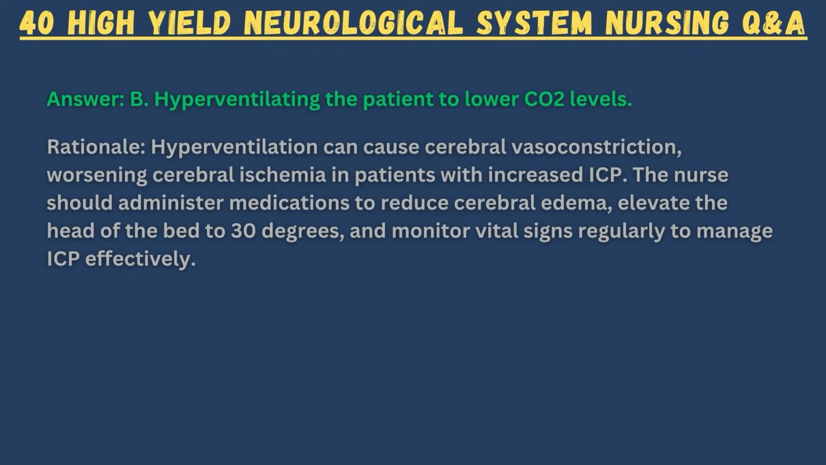Answer. B. Hyperventilating the patient to lower CO2 levels. Rationale. Hyperventilation can cause cerebral vasoconstriction, worsening cerebral ischemia in patients with increased ICP. The nurse should administer medications to reduce cerebral edema, elevate the head of the bed to 30 degrees, and monitor vital signs regularly to manage ICP effectively.